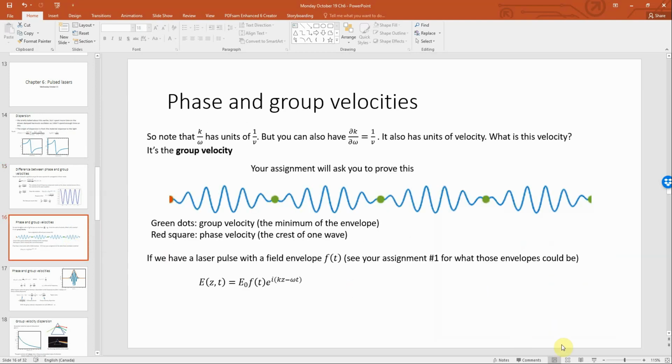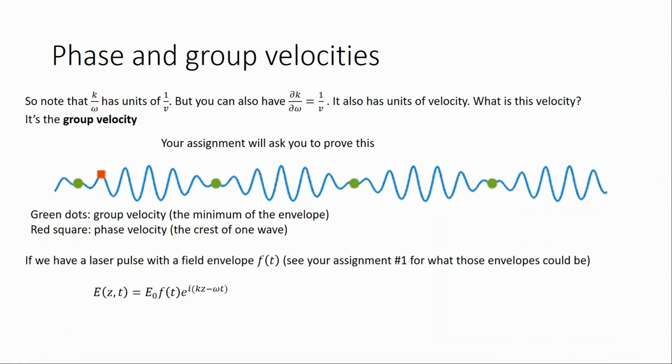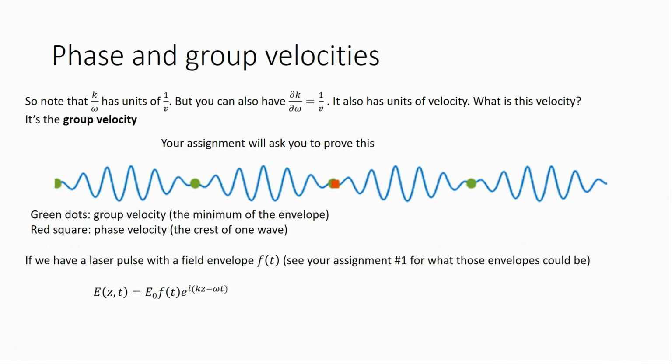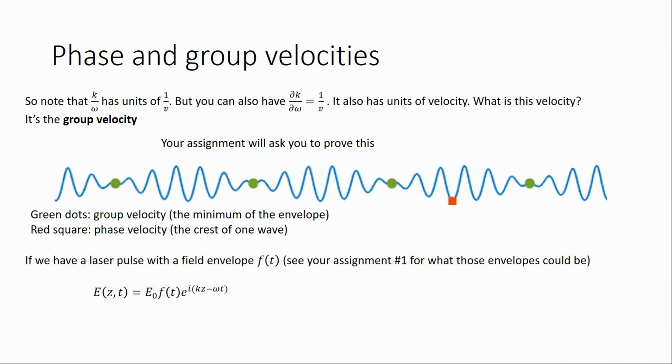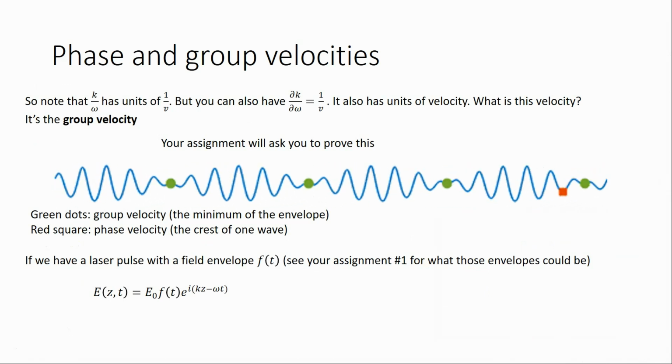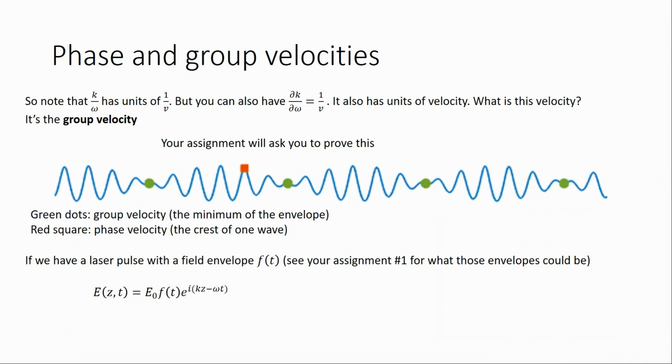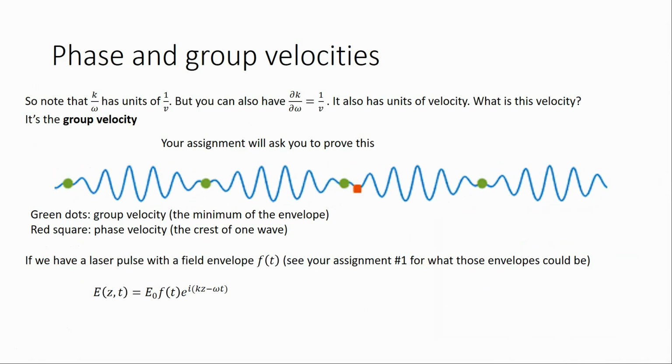But the thing is, if we have a pulse, then we can have a difference between a phase velocity and a group velocity, where the group velocity is how fast the pulse is traveling versus the phase velocity, which is how fast the wave is traveling.